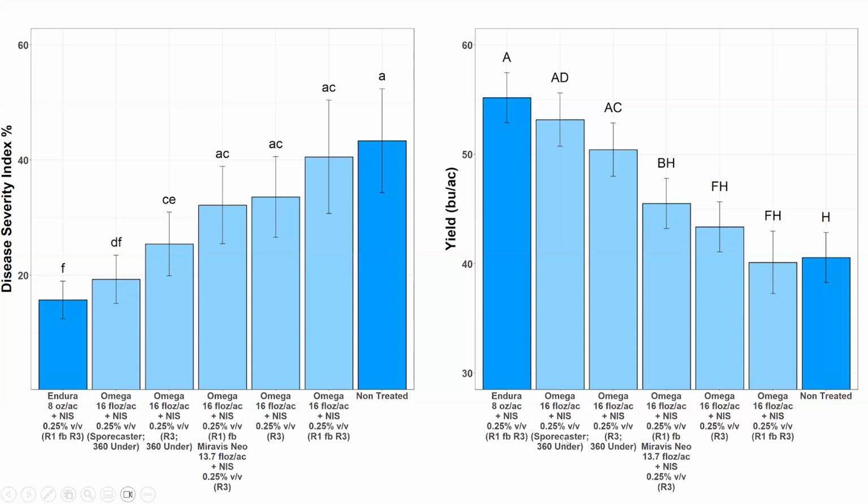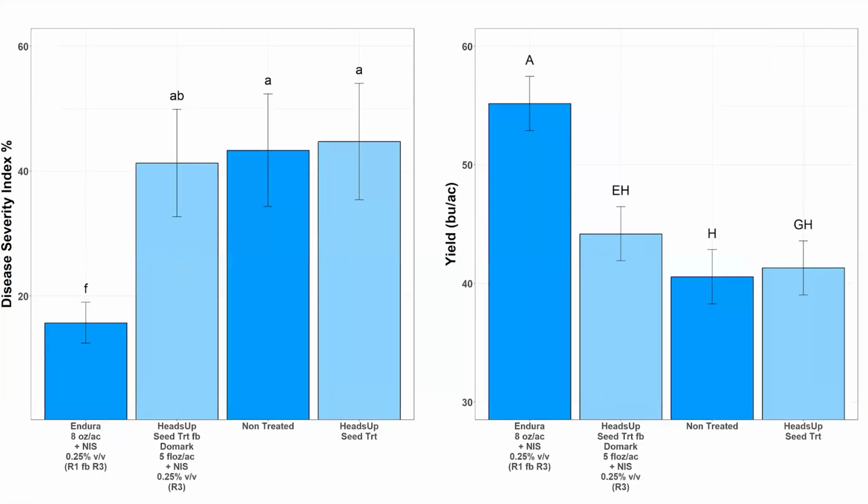The Omega undercover had similar levels of yield comparatively to our Endura 2-pass, but our Omega 2-pass program had the same yield as our non-treated. Now, the last one that I'm going to show here is a very common seed treatment, okay? Heads Up is oftentimes marketed for white mold control.